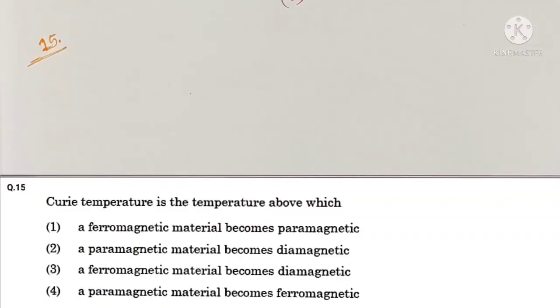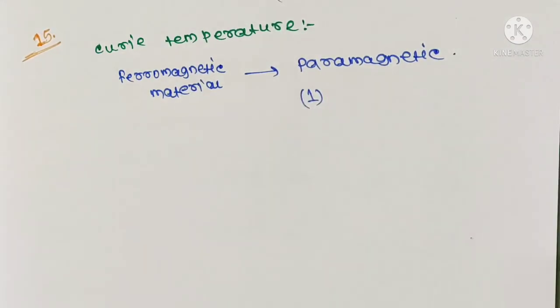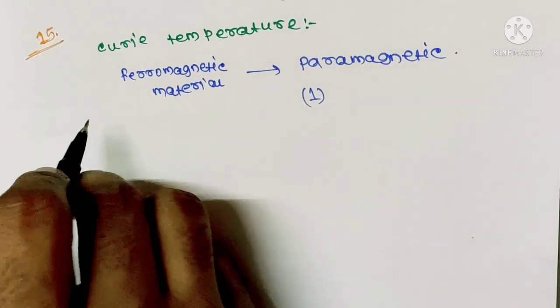Question number 15. Curie temperature is the temperature above which a ferromagnetic material becomes paramagnetic. So your correct option is option 1. You should remember the variation of susceptibility with temperature. That will help you to find out this answer.